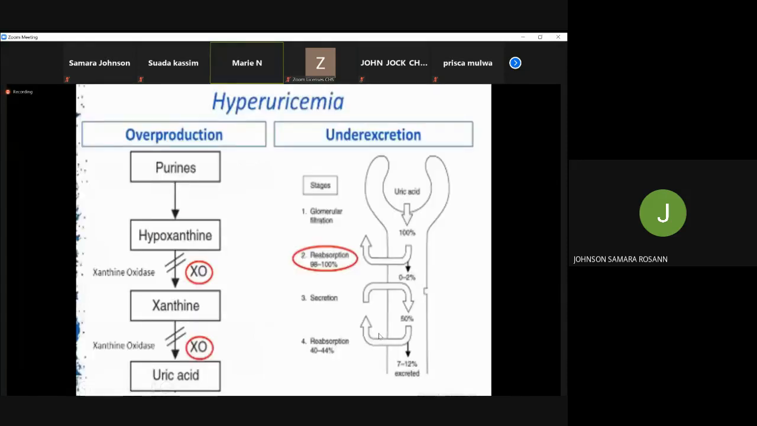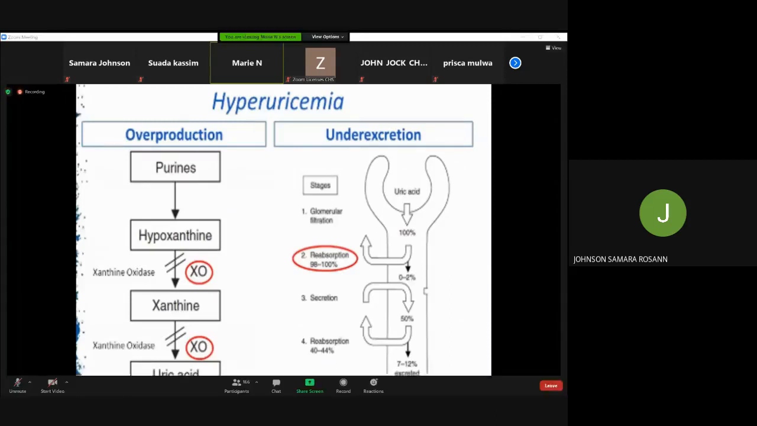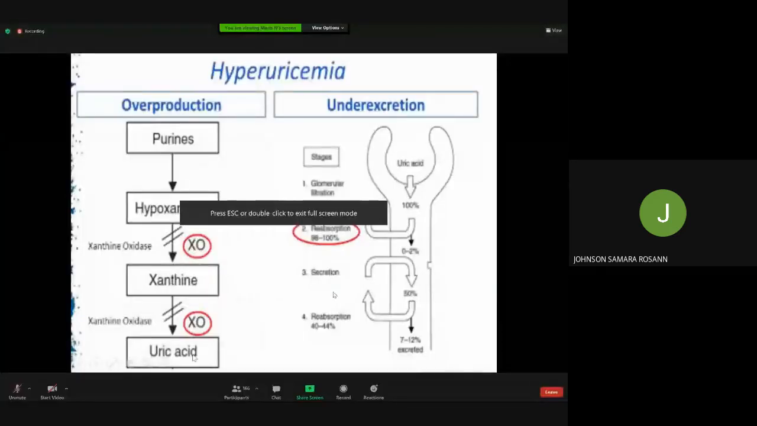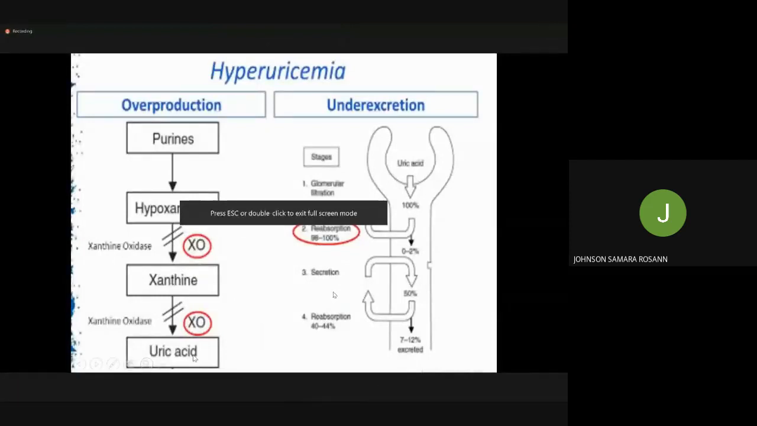So how do you get hyperuricemia? Either your patient is an overproducer, so they're producing too much uric acid, maybe because they're taking in too much of the meats that are then converted into the purines that then form the uric acid. So those are the overproducers.